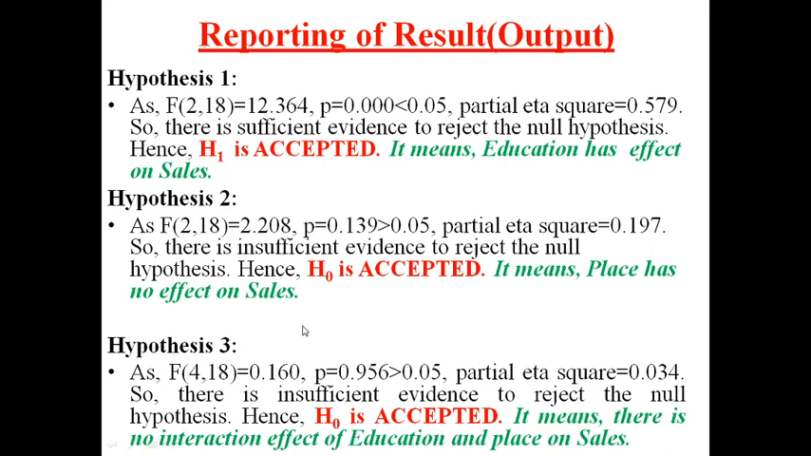Our third hypothesis was there will be no interaction effect of education and place on sales, and the alternative hypothesis was there will be an interaction effect of education and place on sales. In this output you can see the F value at 4 and 18 degrees of freedom is 0.160, and the P value is equal to 0.956, which is greater than 0.05, and partial eta square is equal to 0.034. So there is insufficient evidence to reject the null hypothesis. Hence H1 is accepted. It means there is no interaction effect of education and place on sales.